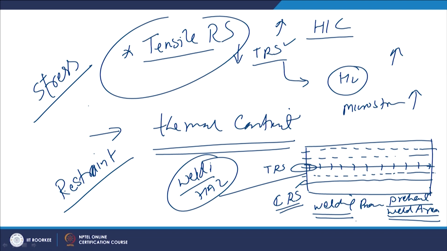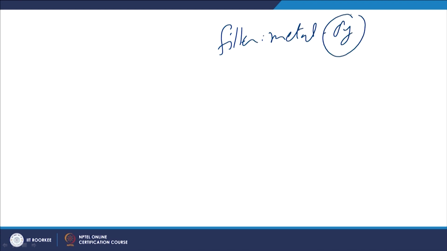So, the important factors that affect the residual stress magnitude include the filler metal's yield strength. Maximum residual stress magnitude can be equal to the yield strength, and if it is more than that, then the residual stresses will be released through yielding or deformation of the metal. Then the kind of preheat: greater the preheat, lower will be the residual stress.